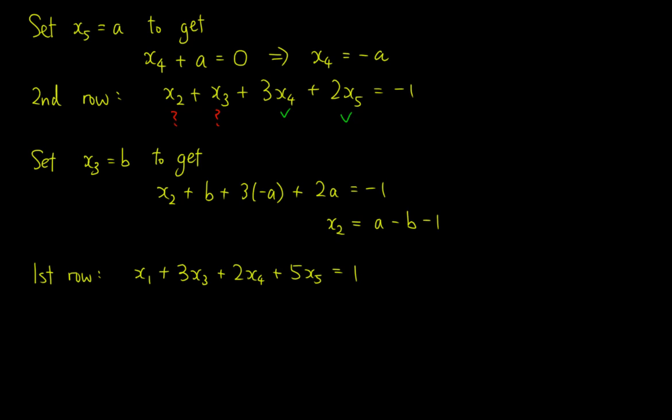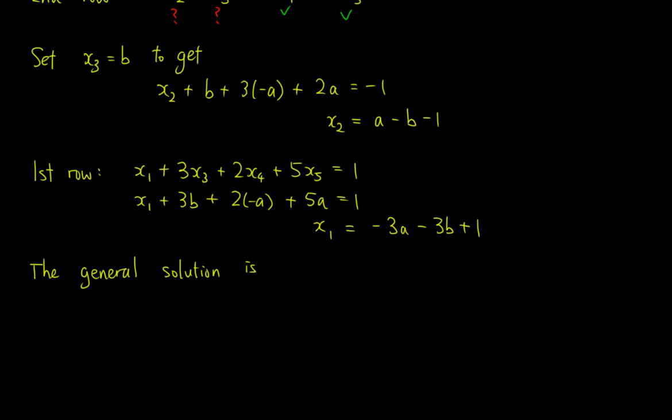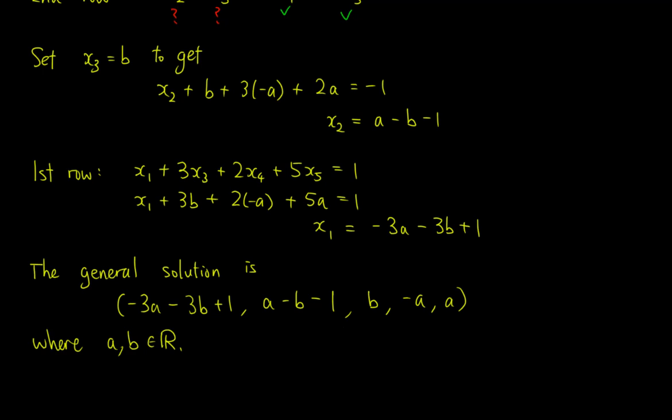Lastly, the first row is x1 plus 3x3 plus 2x4 plus 5x5 equals 1. By substituting the expressions for x3, x4, and x5, we get x1 plus 3b plus 2 times -a plus 5a equals 1. So we have x1 equals -3a minus 3b plus 1. So the general solution is (-3a minus 3b plus 1, a minus b minus 1, b, -a, a), where a and b are real numbers.